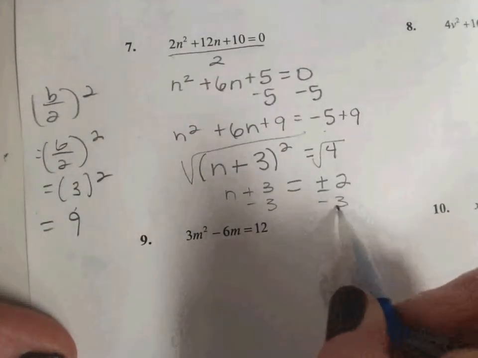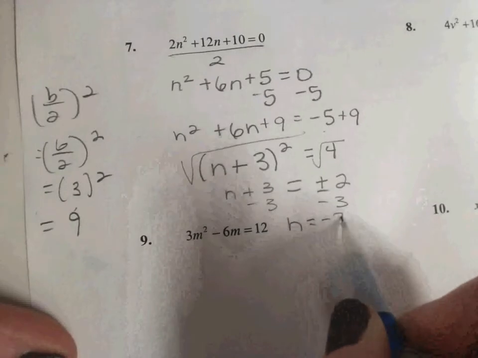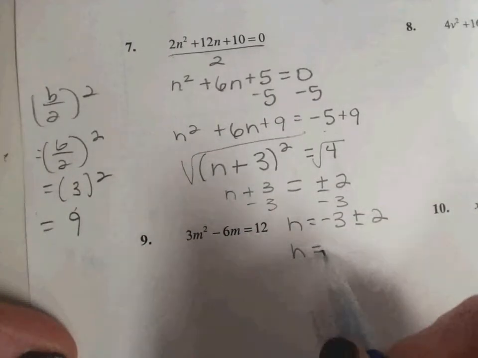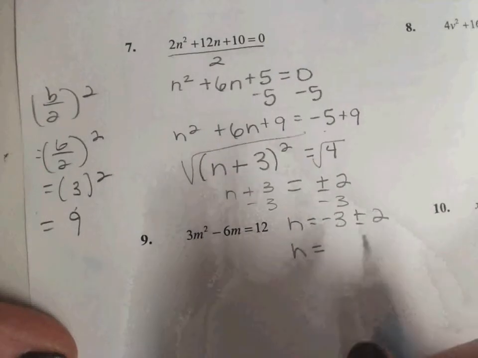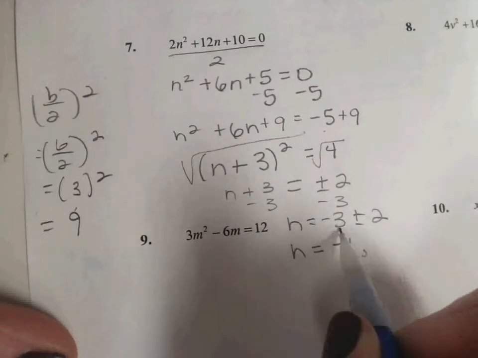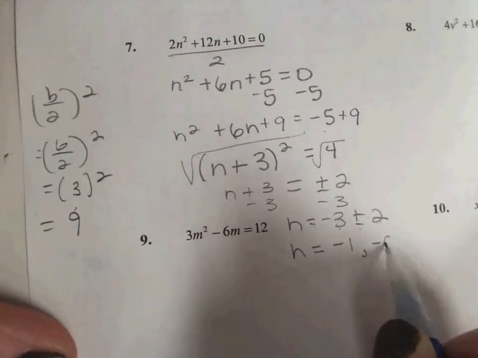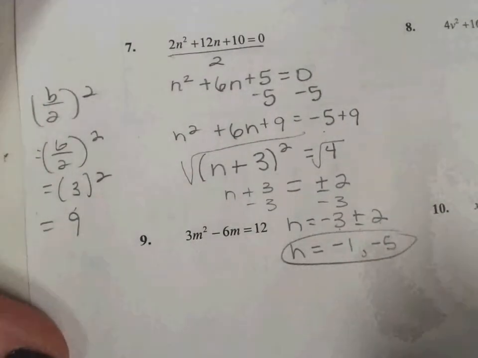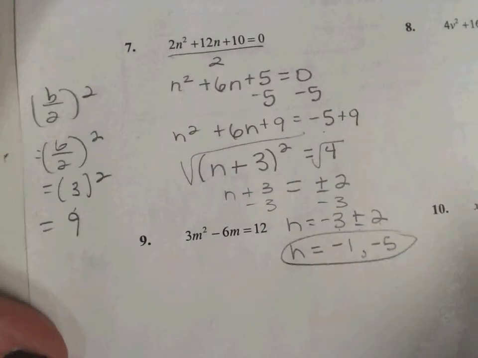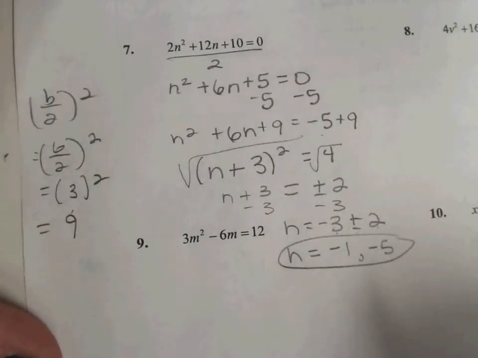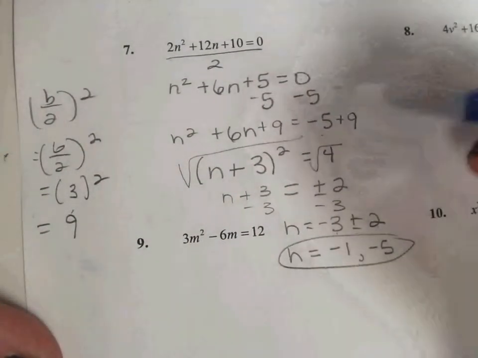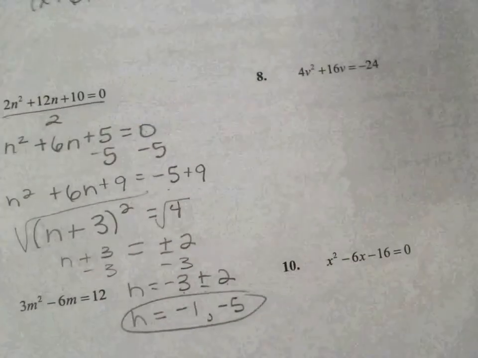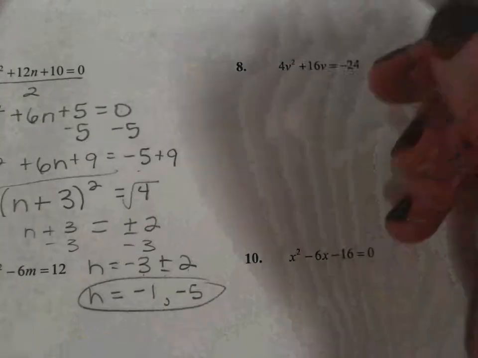So then we subtract the 3. So n is equal to negative 3 plus or minus 2. So n is going to be equal to negative 3 plus 2 is negative 1, and negative 3 minus 2 is negative 5. Right, so the process of completing the square is really useful in helping us to solve a quadratic. And really, if you can get the hang of doing these two new steps, it's really not a bad process. We'll finish off and do the last three.